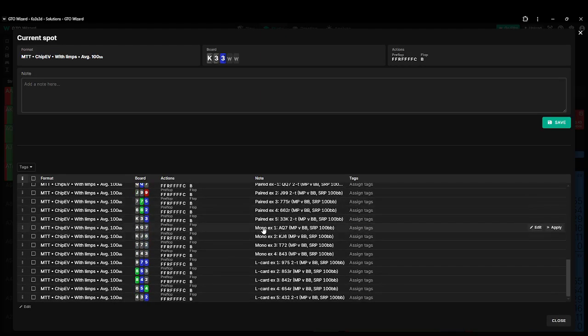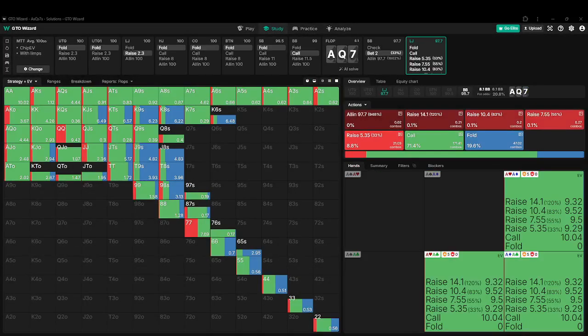But with that, I think we can have a quick look at the monotone flops, which don't occur as often, but overall the middle position player does have that 60% equity against the big blind, so it's going to be quite a nice flop for us. Not the best, but not the worst either.